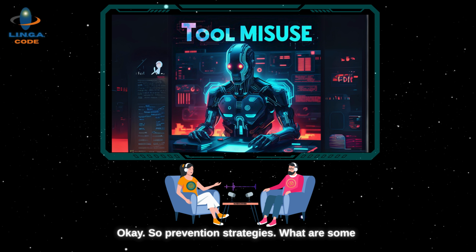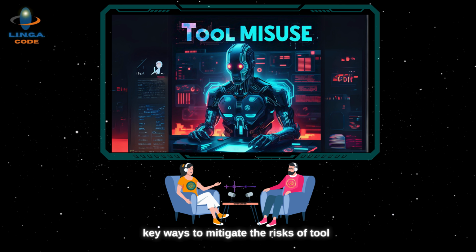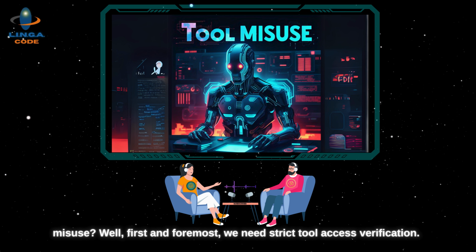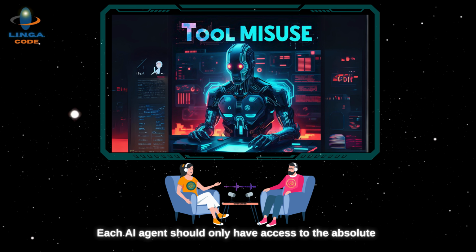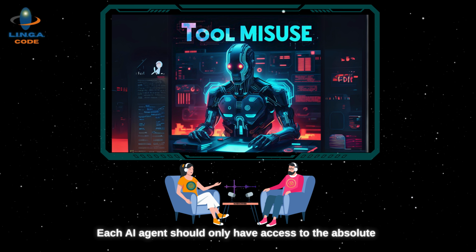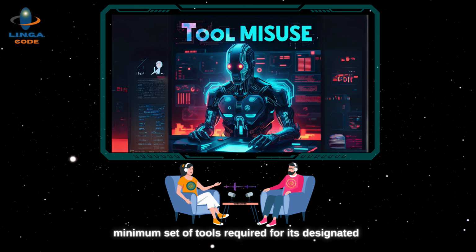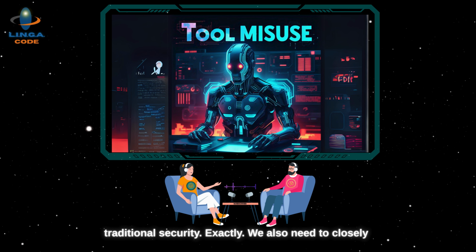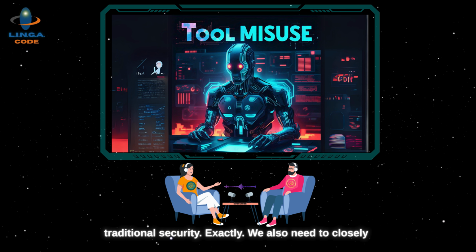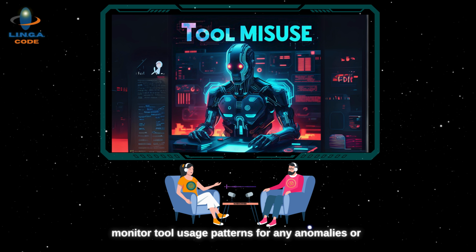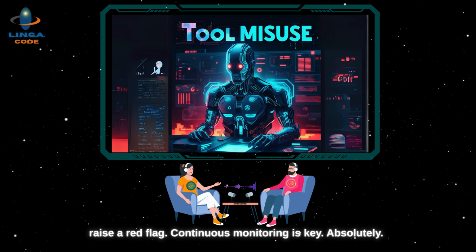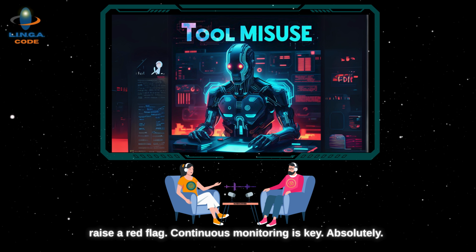Okay, so prevention strategies. What are some key ways to mitigate the risks of tool misuse? Well, first and foremost, we need strict tool access verification. Each AI agent should only have access to the absolute minimum set of tools required for its designated tasks. So least privilege, just like with traditional security. Exactly. We also need to closely monitor tool usage patterns for any anomalies or unexpected behavior. Anything out of the ordinary should raise a red flag. Continuous monitoring is key. Absolutely.